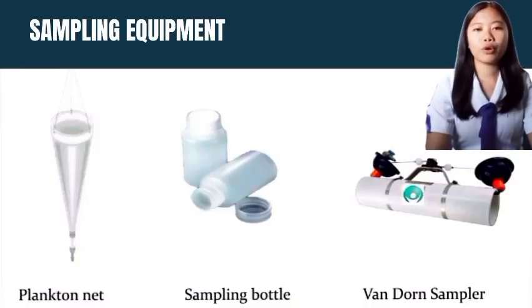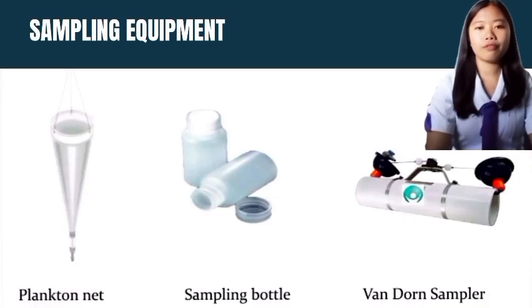Sampling equipment for collecting plankton. Plankton nets, sampling bottles, and Van Dorn samplers are used to collect plankton, but they differ in their application and purpose. Plankton nets are used for both vertical and horizontal sampling. The sampling bottles and Van Dorn samplers are for desired or different depths, often in stratified waters.